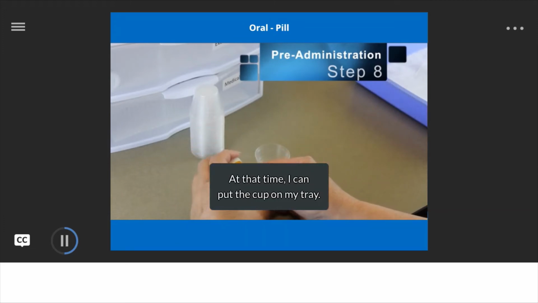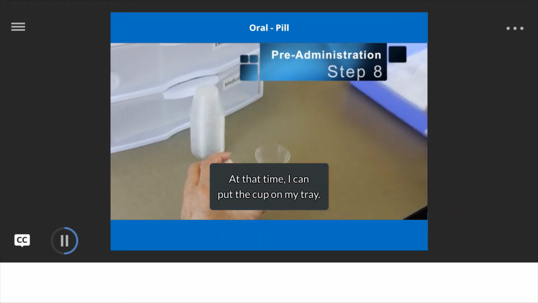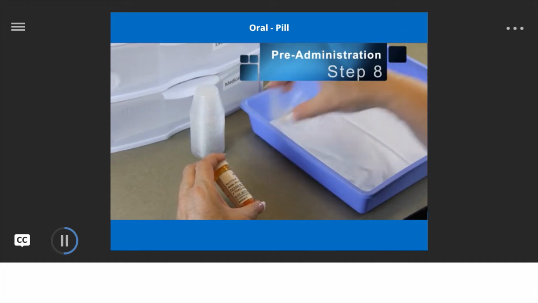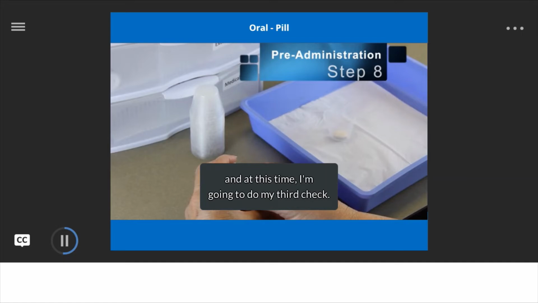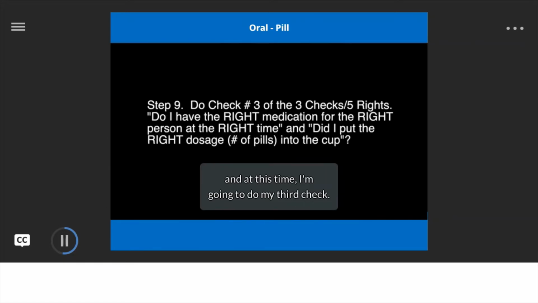At that time, I can put the cup on my tray, put the cap back on the bottle, and at this time, I'm going to do my third check.